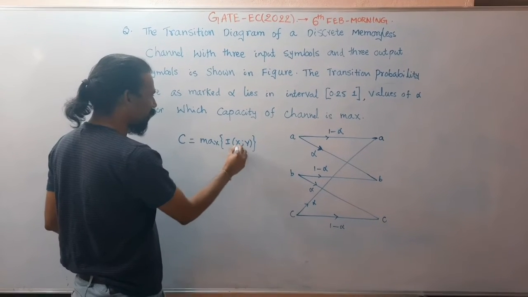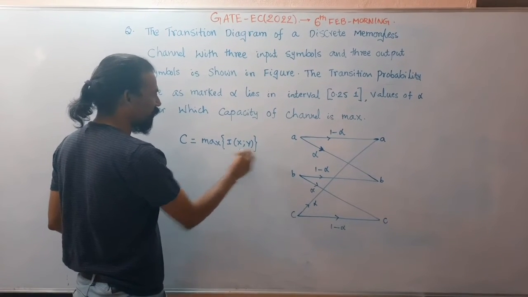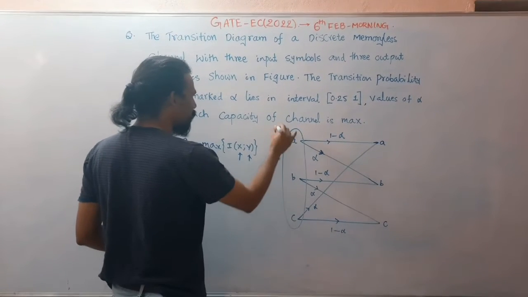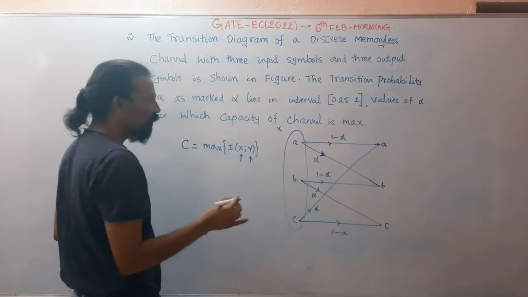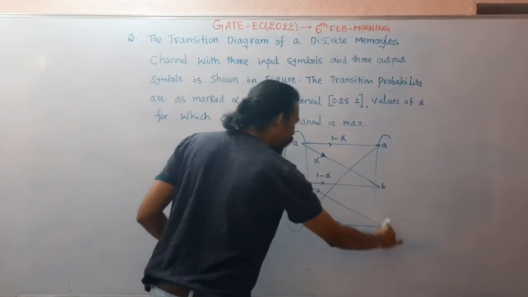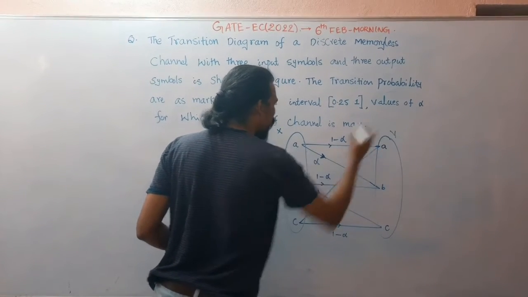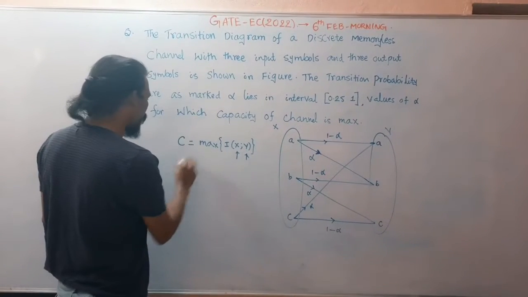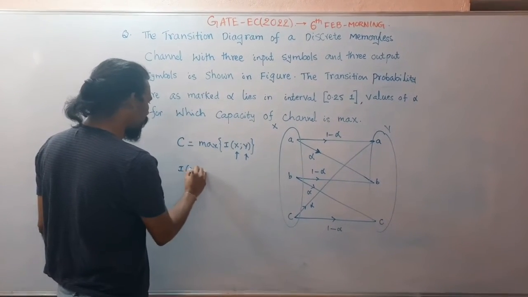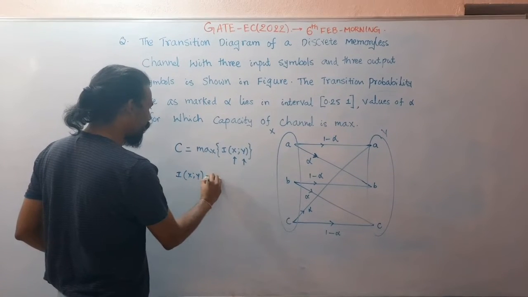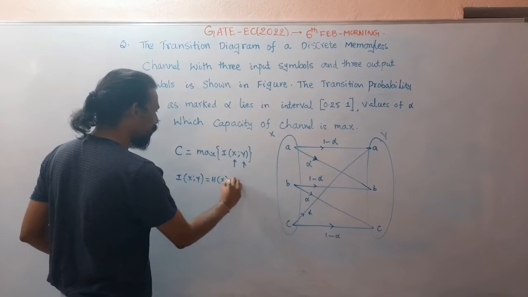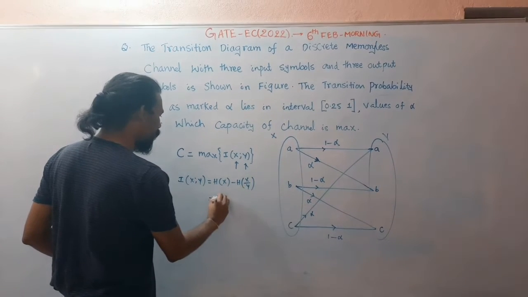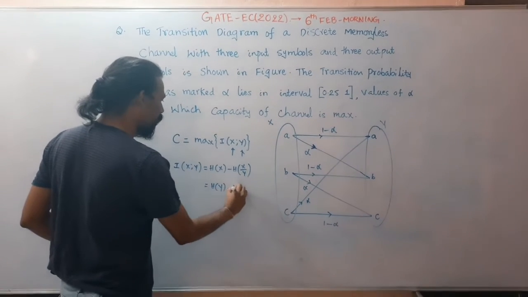The channel input is X and the channel output is Y. I am considering that the channel input X contains three symbols A, B, C, and the channel output Y contains A, B, C. Now C equals this, and we know what I(X;Y) is. I(X;Y) is H(X) minus H(X|Y), or it is H(Y) minus H(Y|X).